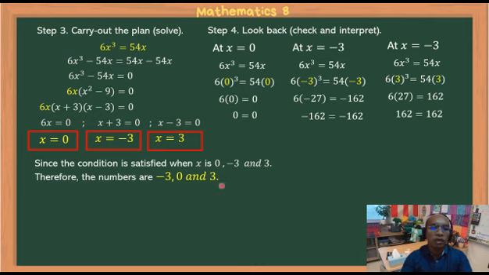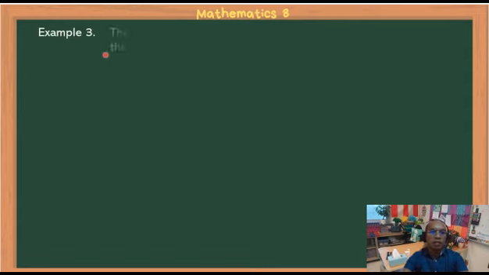So therefore, since the conditions are satisfied, we can say that the numbers asked for are negative 3, 0, and positive 3. Moving forward, let's have example number 3.